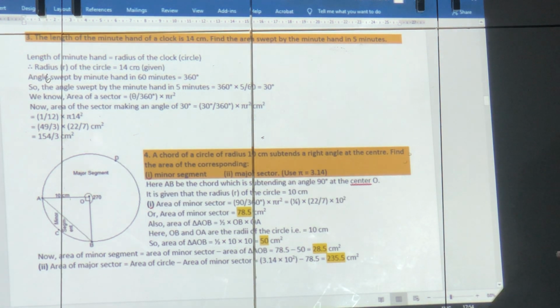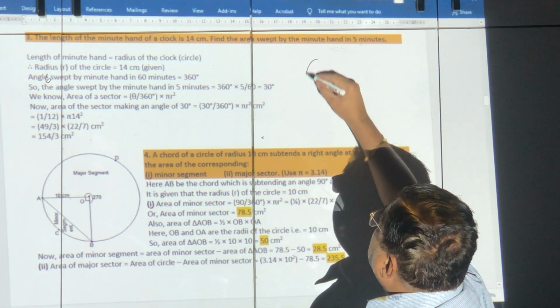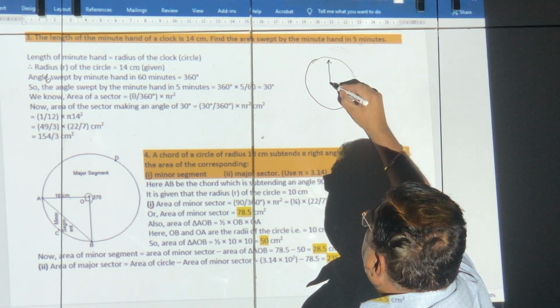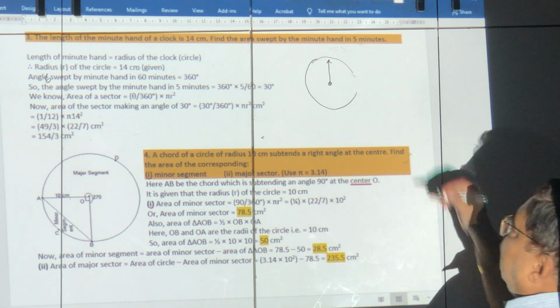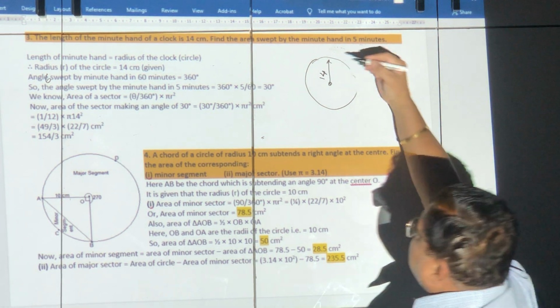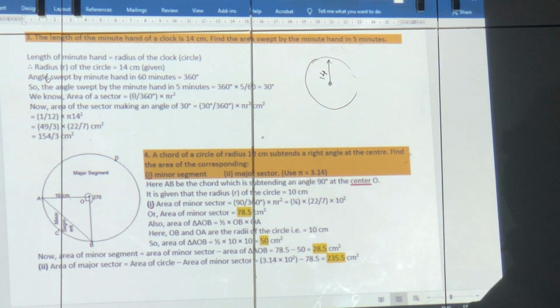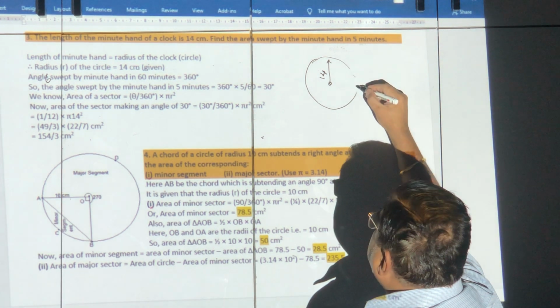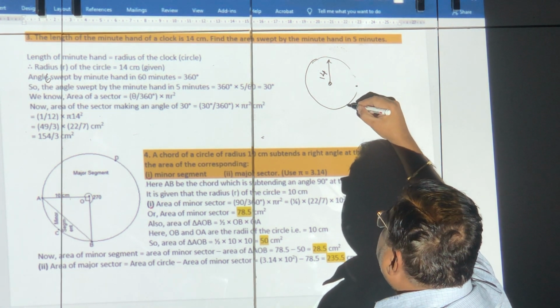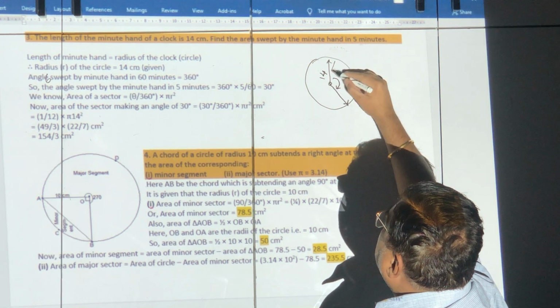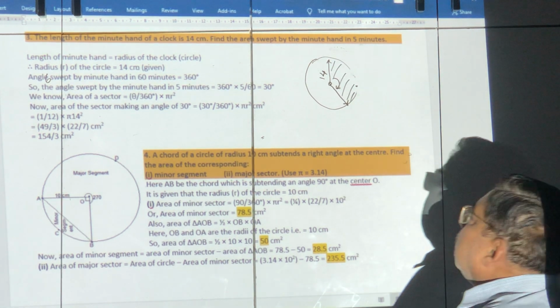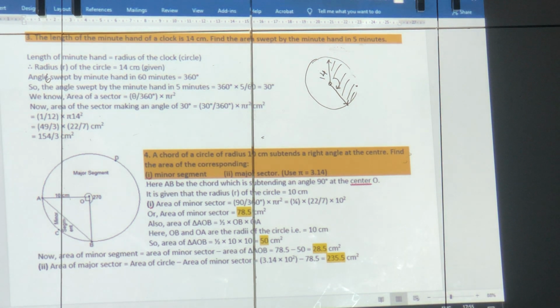Now we have a clock. Okay, and I have a minute hand. Now the length is 14, so radius is 14 centimeter. Find the area swept in 5 minutes. So this is 3 and this is 5. So it is reached here. So find the area. This is what my question, my friends, it is asking.